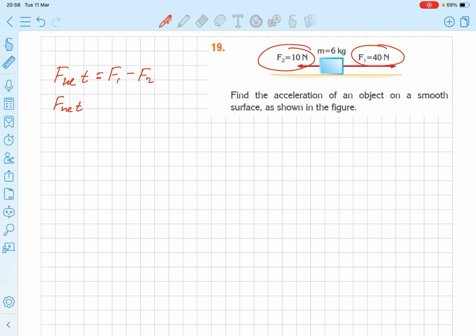So the F net gives the acceleration of the whole system, of the object here. It will be 40 newtons minus 10. So acceleration is equal to 30 newtons over the mass, which is 6 kilograms, which will be 5 meters per second squared. That's it.